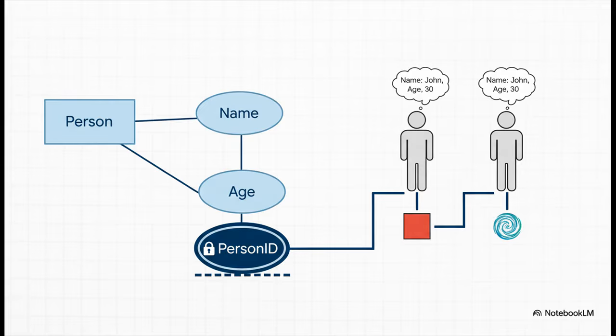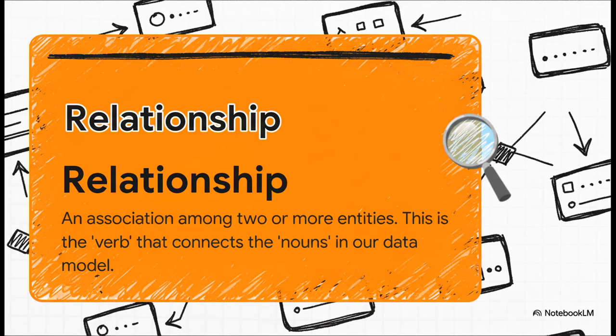That UID is perfect for this. All right, so we've got our nouns, the entities, and we've got their adjectives, the attributes. What's missing? We need the verbs, and that's our third and final building block, the relationship. This is how we show the connection, the association, between our different entities. This is how we connect all the dots.